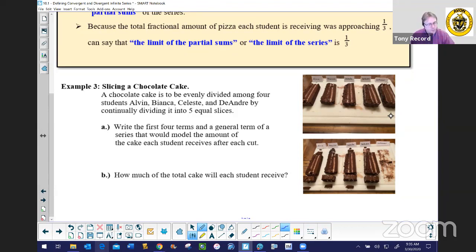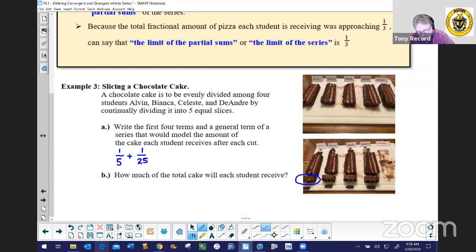And I could ask, well, what would be, they say, the first 4 terms and a general term of a series that would model the amount of the cake that each student would receive after each cut? Well, from the very outset, we can see that each student would have received 1/5 of the cake from the beginning. And then from the picture down below, you can start seeing me stacking other slices of the cake, other terms in the sequence. And I think the one that I circled there in blue is actually going to be the next slice, which would be 1/5 of the fifth, which in this case is 1/25.